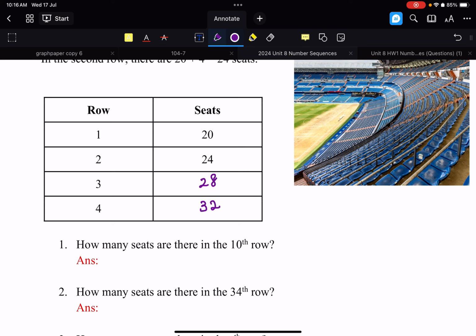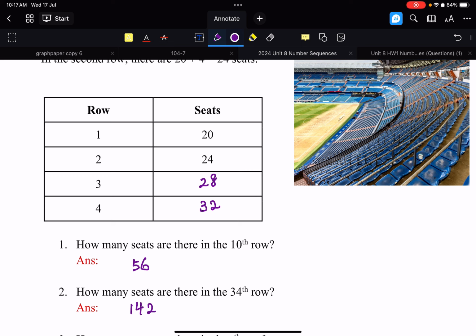So in the 10th row, let me do a quick calculation using my calculator. We will actually have 56 seats. Did you get that right? How about the 34th row? Well, the 34th row is a lot larger, but it is still possible to work it out, right? If you just keep going, you should get 152 seats, right?